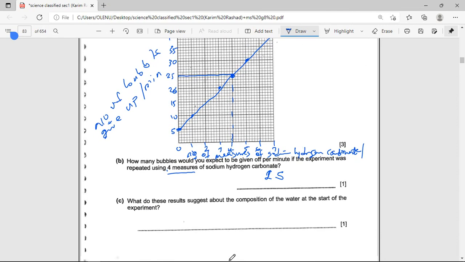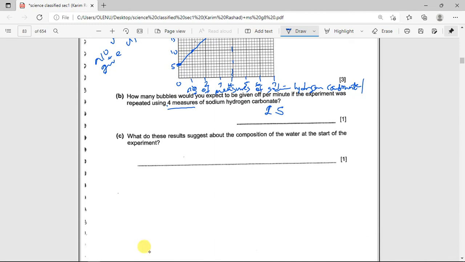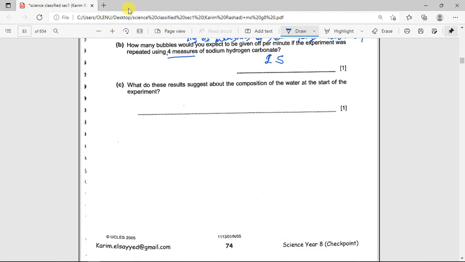Now, what do these results suggest about the composition of the water at the start of the experiment? Composition of water at the start of this experiment. It shows that the water already contains carbon dioxide. That's all.